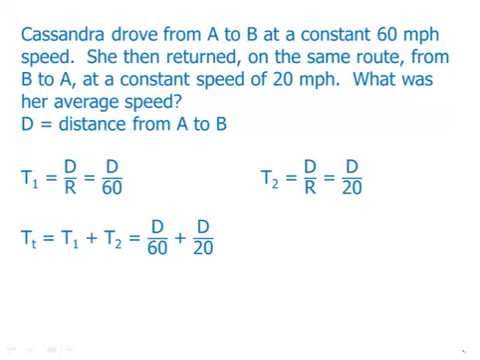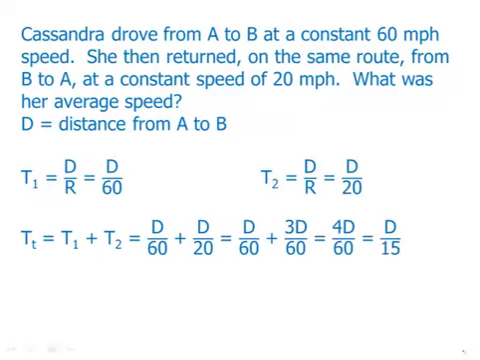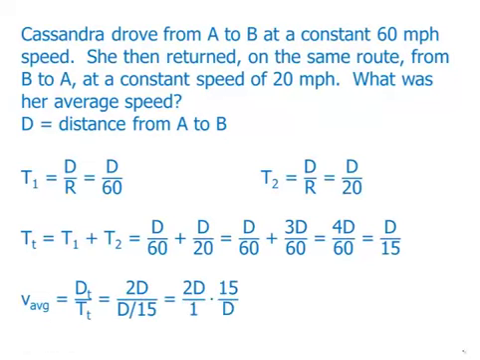The total time is the sum of those two times. We'll find the common denominator, combine them, and simplify a little bit. So the total time of the trip is d over 15. The total distance is 2d. So the average velocity is 2d over d divided by 15, which is 2d times the reciprocal of the fraction in the denominator, 15 over d.